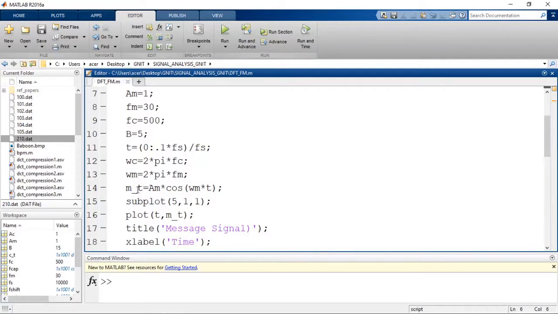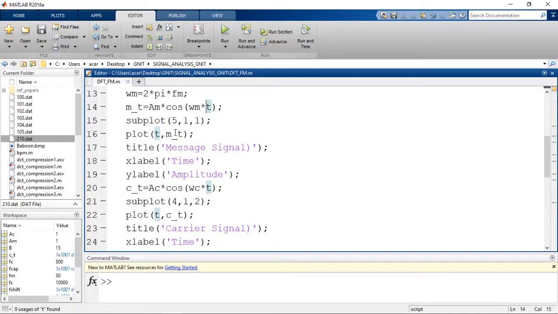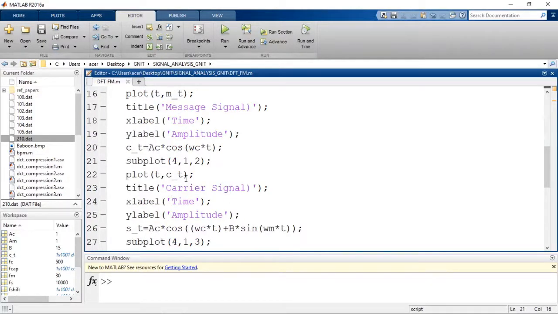Let us generate a message signal using m of t equal to Am cos omega m t, and plot it. For subplotting we are doing 5 rows, 1 column, first signal: plot t comma m of t, then write the title message signal, x label time, y label amplitude. We also generate the carrier, c of t equal to Ac cos omega c t, subplot 4 comma 1 comma 2, second signal: plot t comma c of t, title carrier signal, x label time, y label amplitude.